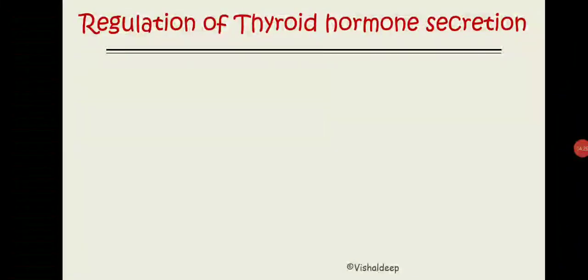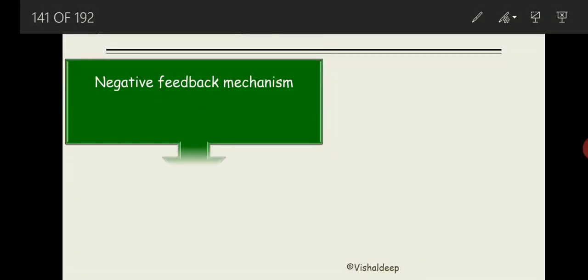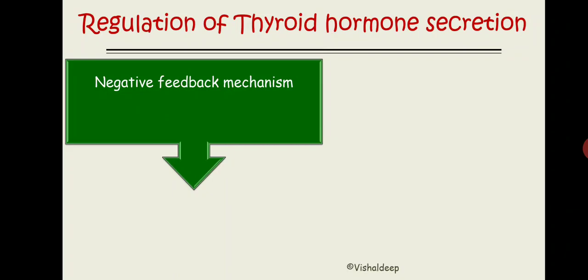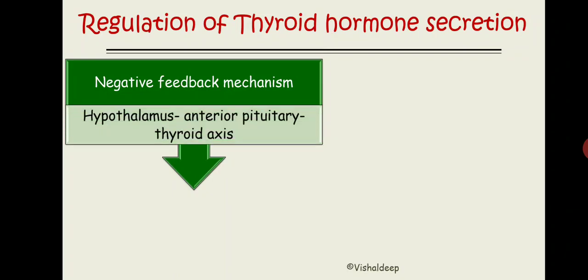Now the regulation of the thyroid hormone. As far as the regulation of thyroid hormone is concerned, we have to understand two things. One is the negative feedback mechanism, the hypothalamo-anterior pituitary-thyroid axis. Let me show you the diagram first.